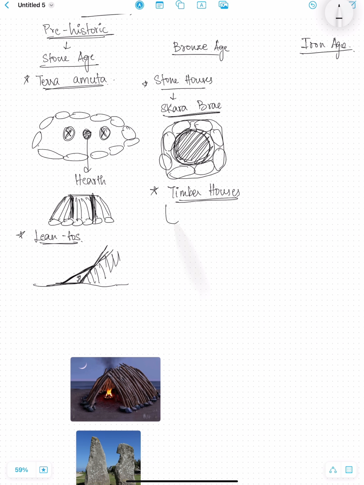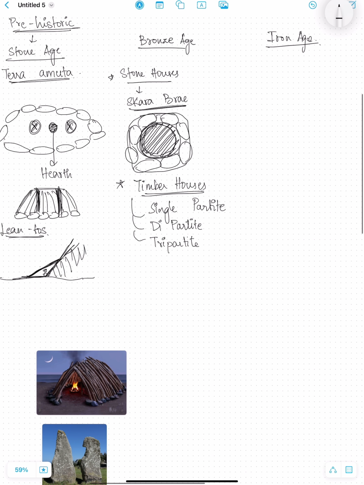and this was subdivided into three categories: single partite, dipartite, and tripartite. In single partite, the living and the kitchen were in a singular space. In dipartite, the living and the kitchen and the storage were separated. In tripartite, the living, kitchen, and storage, all three were separated.